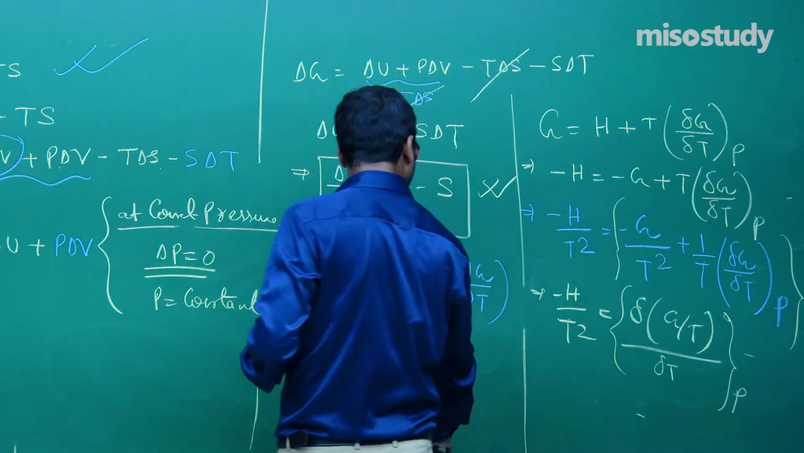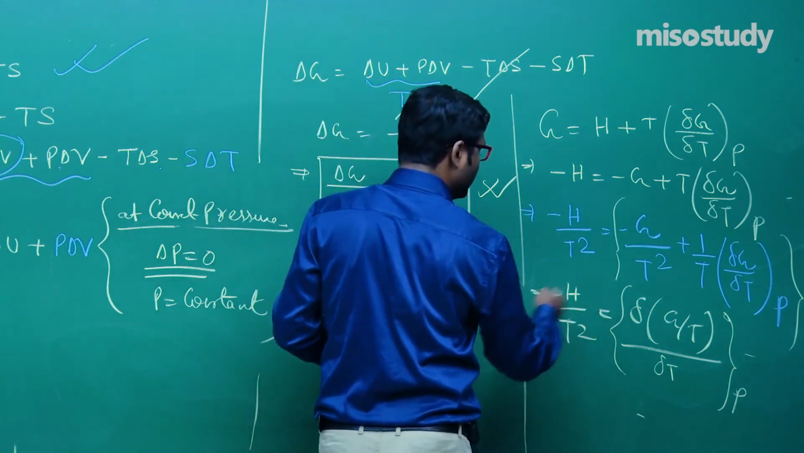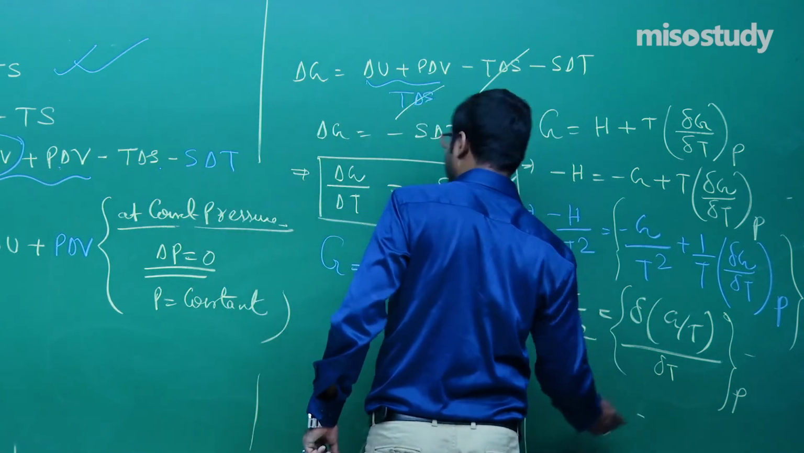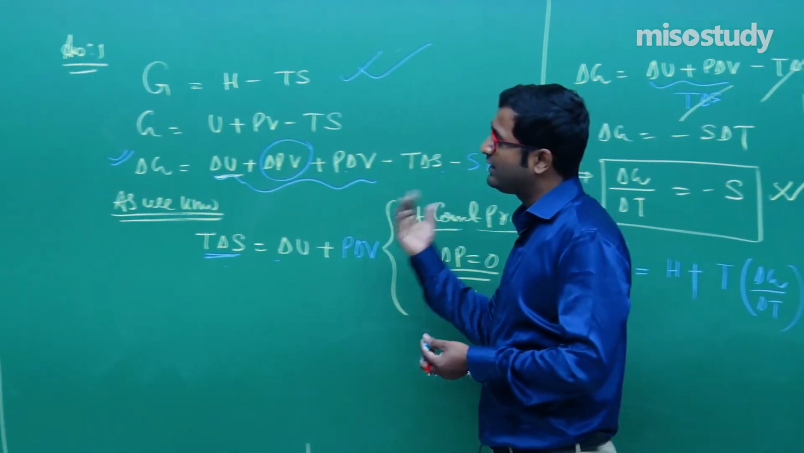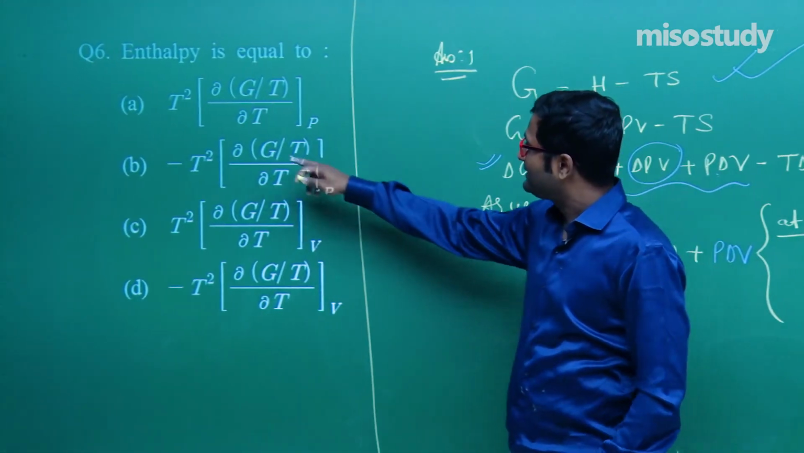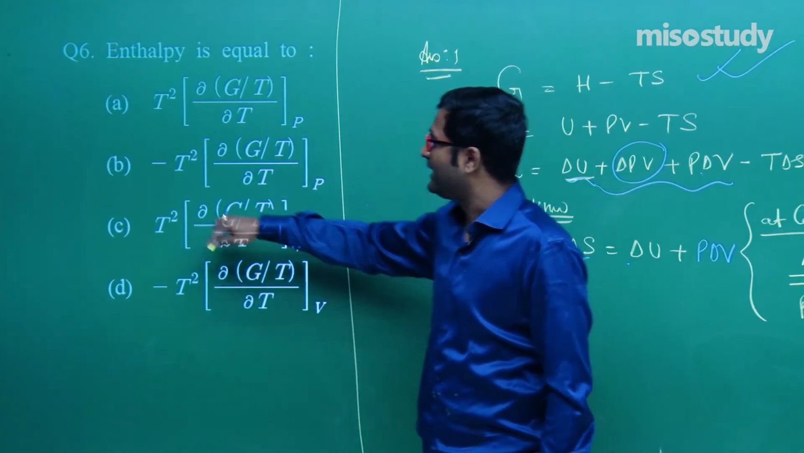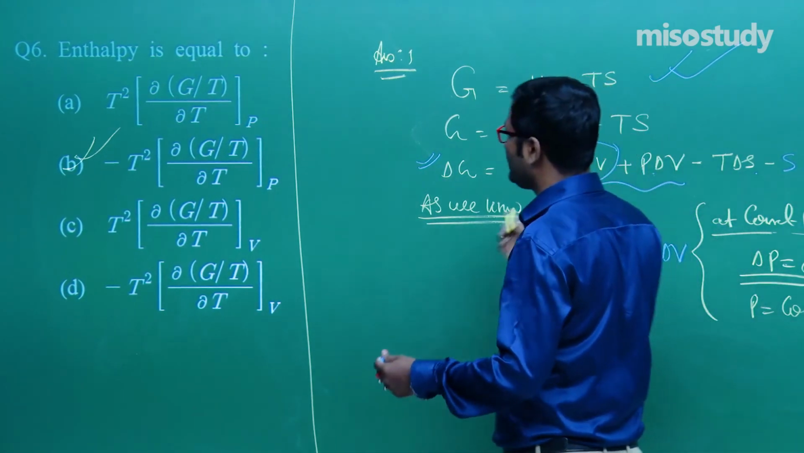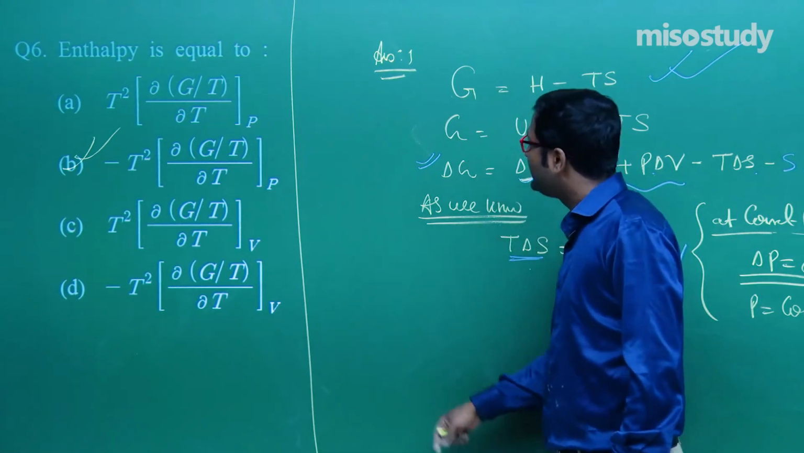Now I am moving here, so delta H is equal to, this T will move here, so minus T square times delta (G by T) by delta T at P. What is the answer, friend? That is delta (G by T) by delta T at P. This is the expression. This is one of the best questions. If you have any doubt, you can easily approach me. Check it out.